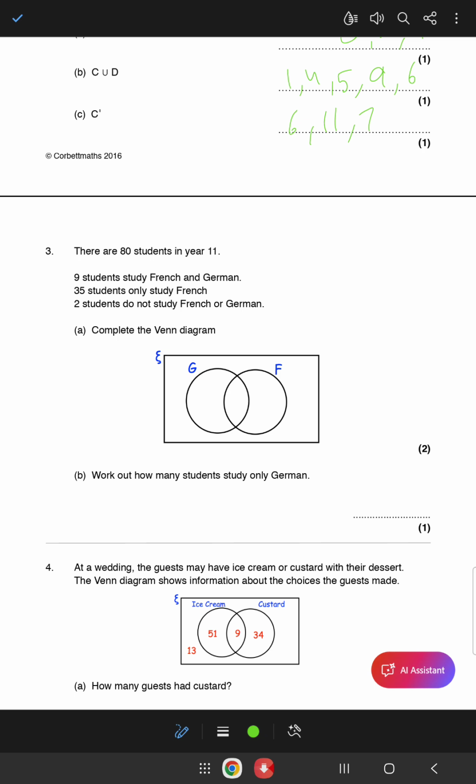There are 80 students in year 11, universal. 9 students study German and French. And is the keyword. This means intersection. 35 students only study French. So that means just French. 2 students do not study French or German. So this goes outside. We have to complete the Venn diagram. Let's put 2 outside immediately.